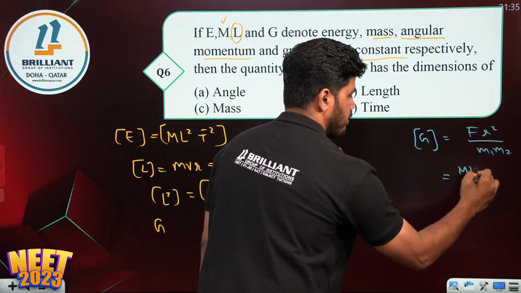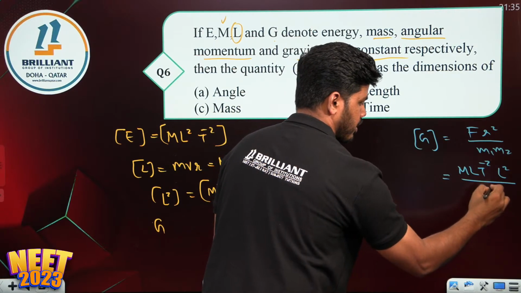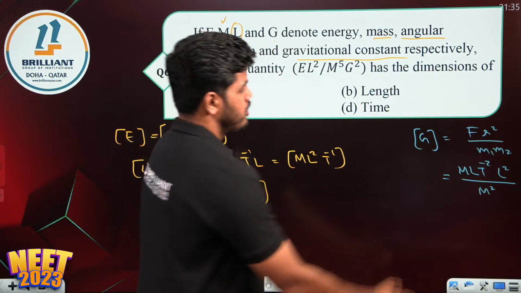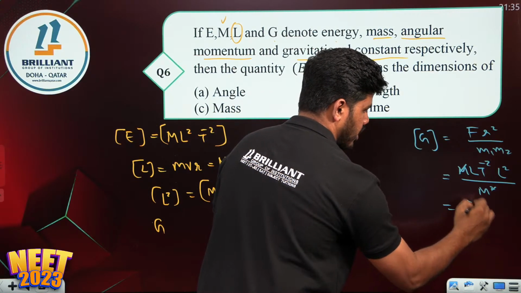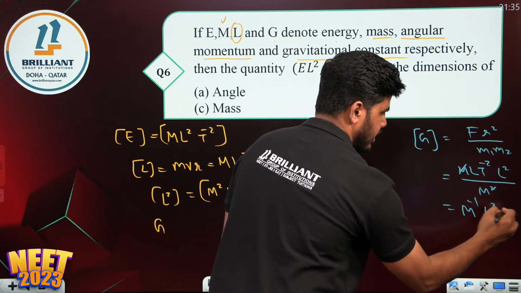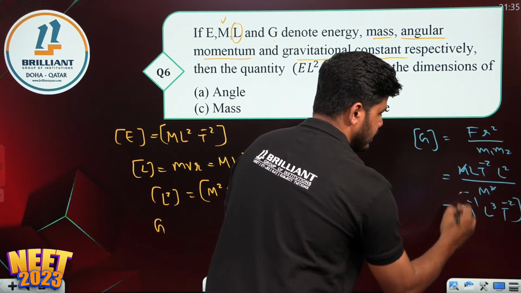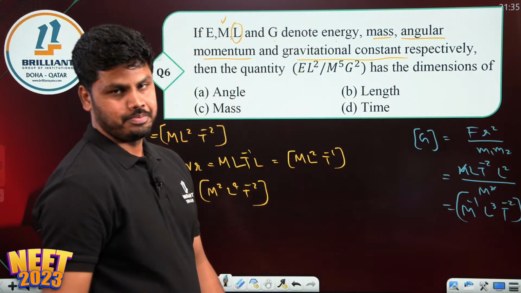F is the force, m l t minus 2. R squared is L squared. M1 into m2 is going to be m squared, so one of the m gets cancelled. We get m raised to minus 1. L raised to 3. T raised to minus 2. This is the dimension of G: m minus 1, L 3, T raised to minus 2.